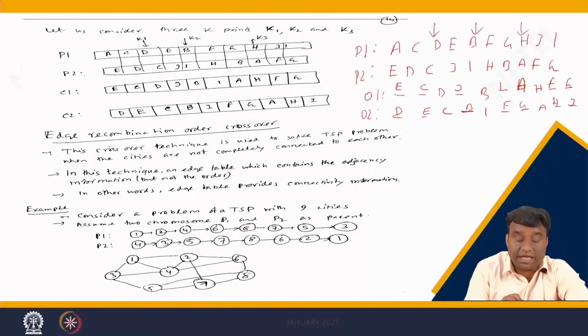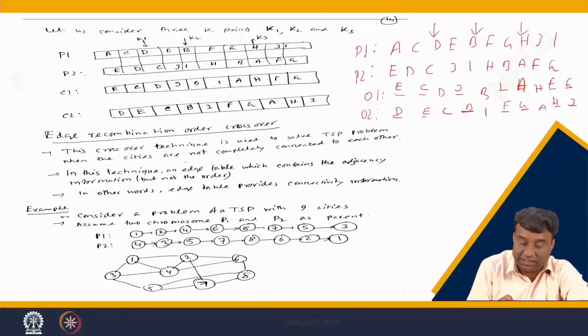So here, edge recombination is another technique, edge recombination order crossover. This crossover technique is used to solve the TSP problem when the cities are not completely connected to each other. In this technique, an edge table contains the adjacency information but not in order. In other words, the edge table provides connectivity information.